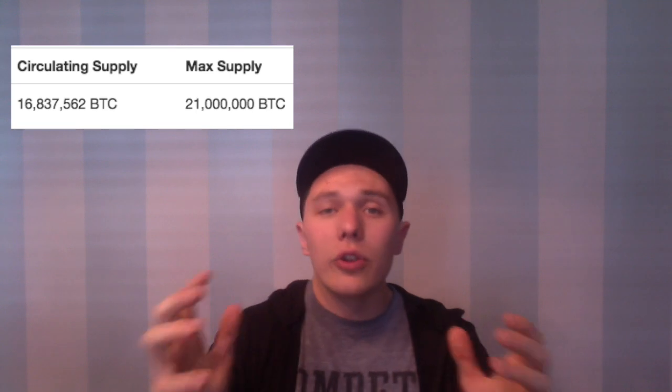Now, more can be mined, right? The circulating supply is how much gold is out there right now. We could always find more gold, but eventually we're going to hit a certain point. Same thing with Bitcoin. There's 16 something million out there being used, but eventually, we're going to hit a point where there will never, ever be more than 21 million. So it is a deflationary currency where the supply and demand here is very good.